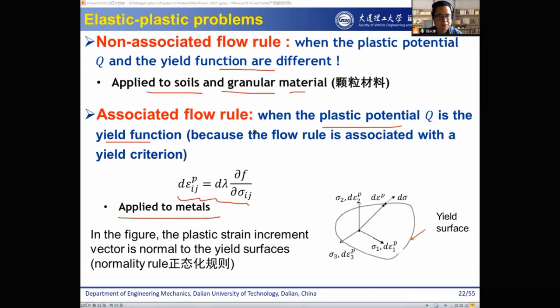Okay, so you should have this clear in your mind. When you are simulating metal, you should use the associated flow rule. When you simulate soil or a different type of material, then you should use the non-associated flow rule. You don't need to remember those equations or formulas, but you have to know the correspondence. Okay, to know the correspondence. And here in this figure, the plastic strain increment vector is normal to the yield surface. Okay, it's normal to the yield surface.